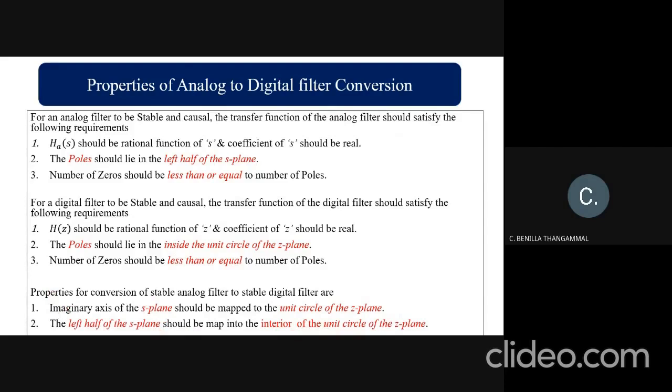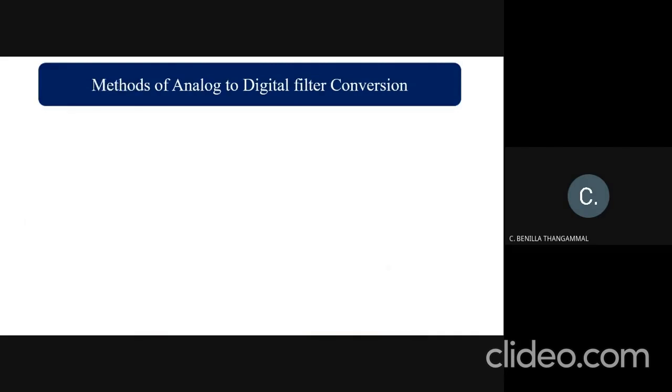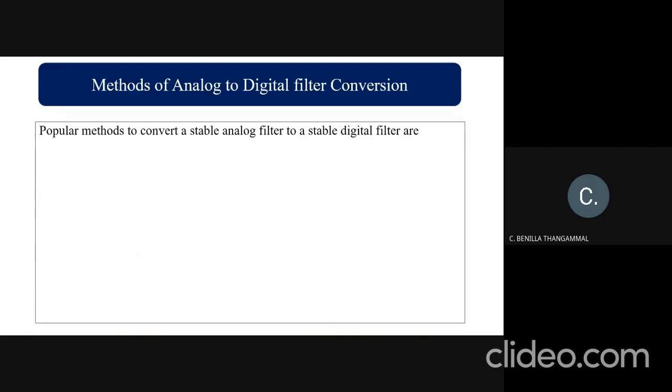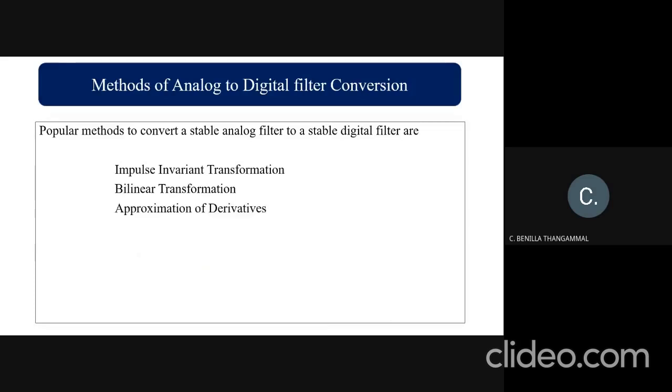So whatever technique we follow, we have to make sure that the poles which lie in the left half of the s plane are mapped inside the unit circle of the z plane. There are three popular methods of analog to digital filter conversion. One is the impulse invariant transformation, another is the bilinear transformation, and the third is approximation of derivatives. Among these three, the first two play a major role. In today's class, we will see the impulse invariant transformation.